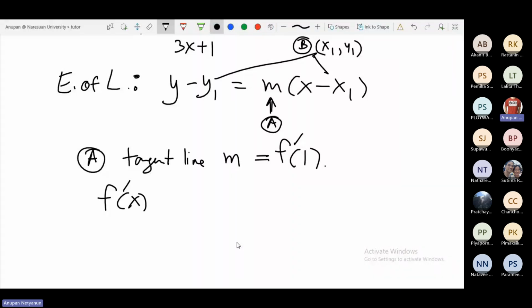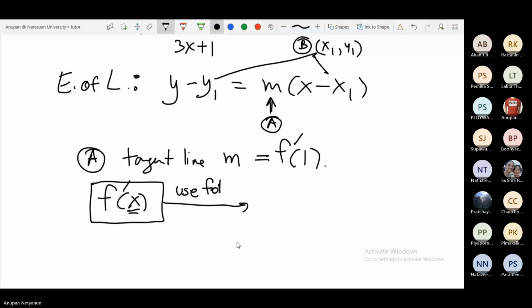for x in general. Why? Because if I find this, it allows me to use a formula, right? I don't need to use the definition to calculate the derivative. So if I find the derivative at any x, I can use the formula.